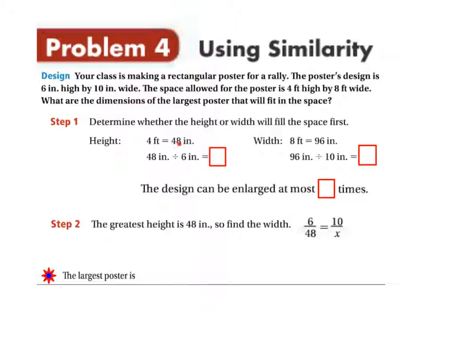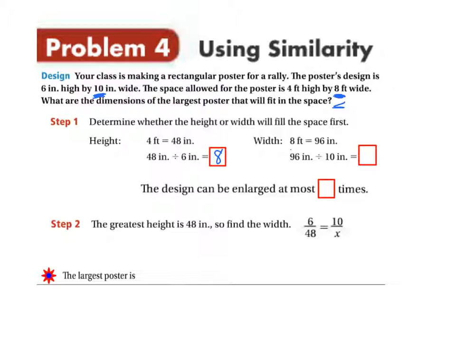So I have 48 inches of height to work with. So take 48 divided by the 6 inches high that your design is. All right, and you're going to get an 8. Got it. Now we do the same thing with the width. The space I have is 8. The design I have is 10.